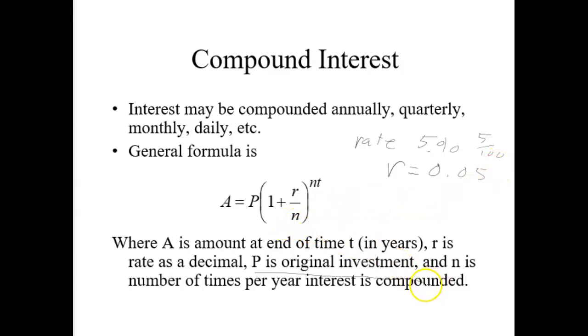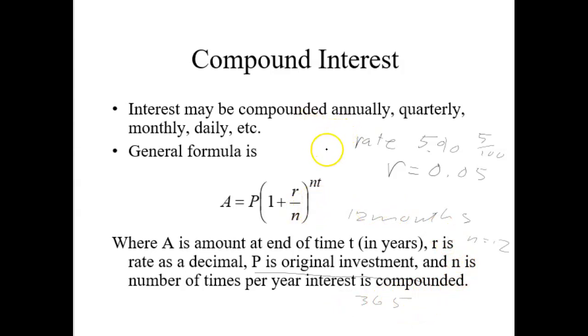N is the number of times per year it's compounded, and there's a chart on the next slide that shows you that. Basically, if it says compounded monthly, there are 12 months in a year, so that means N equals 12. Compounded daily, 365 days in the year. Some accountants use 360. I will be using 365 here.